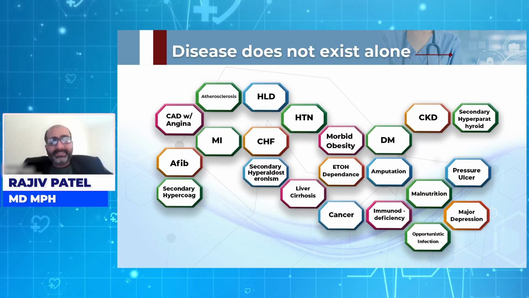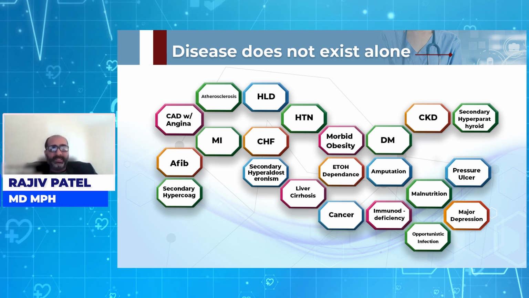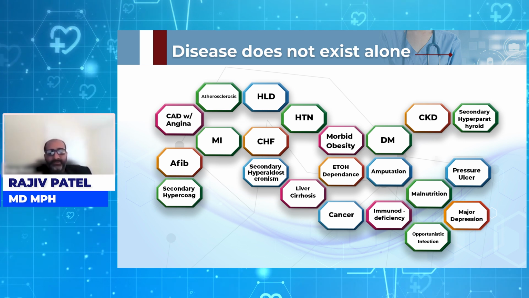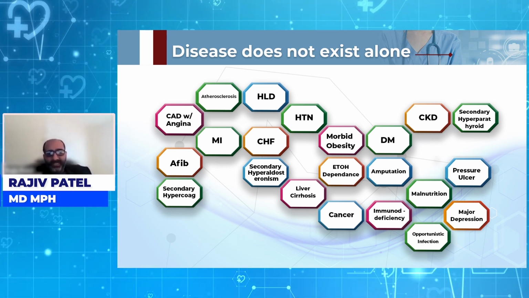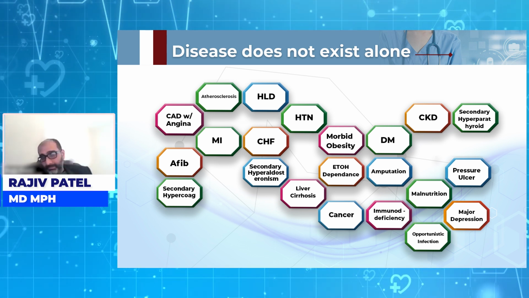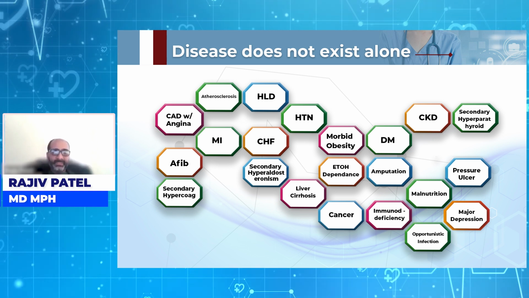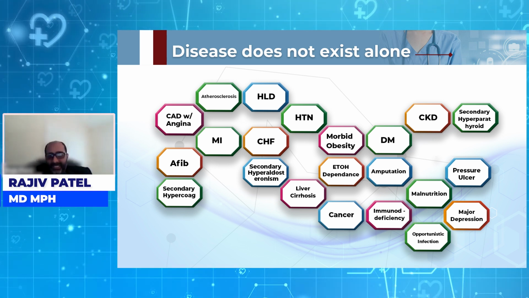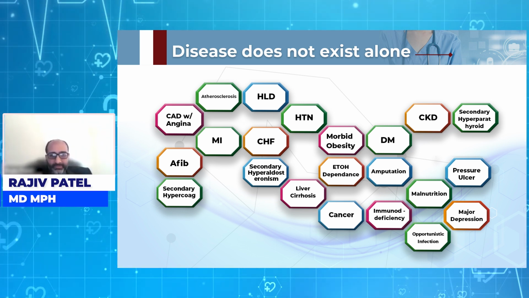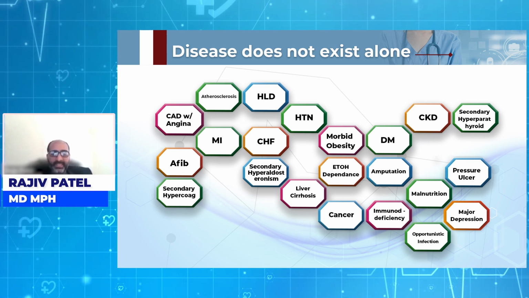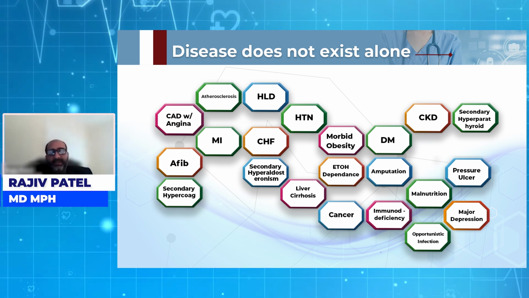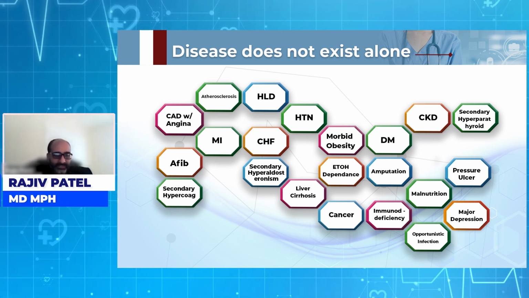This is a pretty cool slide I like to use that talks about how disease does not exist alone. If we think of any of these different hexagonal shaped boxes, let's start with morbid obesity, kind of in the middle. A patient that has morbid obesity may or likely has diabetes. A patient that has diabetes may have an amputation, may have chronic kidney disease. If a patient has an amputation, they may have malnutrition. If they're malnourished, they may have depression. If they have malnutrition, they may have an ulcer. If they have morbid obesity, they likely have hypertension, hyperlipidemia, atherosclerosis, and coronary artery disease.